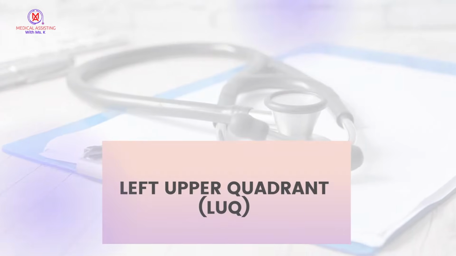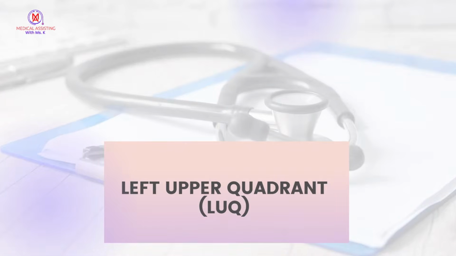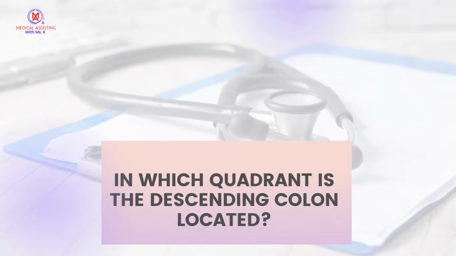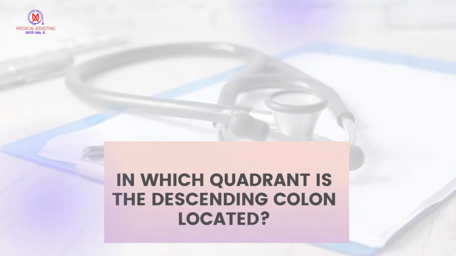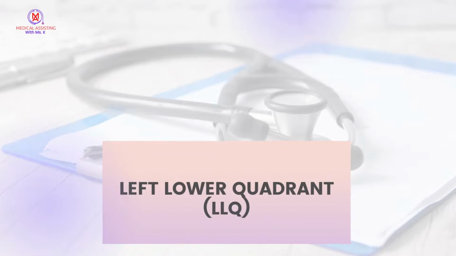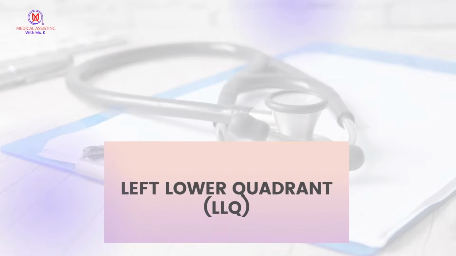If you said left upper quadrant, LUQ, you are correct. The left upper quadrant. And so this is very important, guys. Make sure you're familiar with your abdominal area and which quadrant those organs are located in. And in which quadrant is the descending colon located? If you chose lower left, you're correct. LLQ, you are correct.